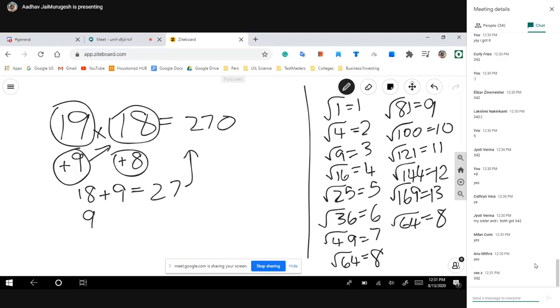So that's going to mean multiplying 9 times 8. And if you multiply 9 times 8, it is going to give you an answer of 72. Now what you're going to do is add 72 to 270.